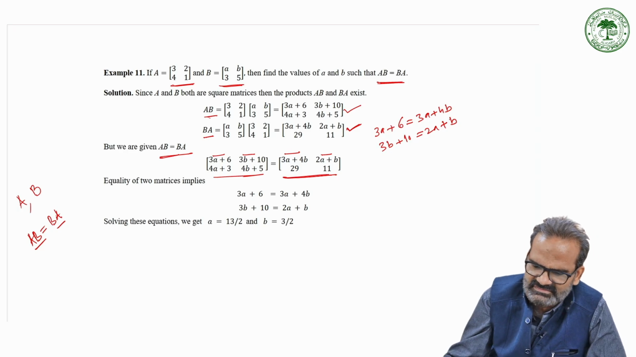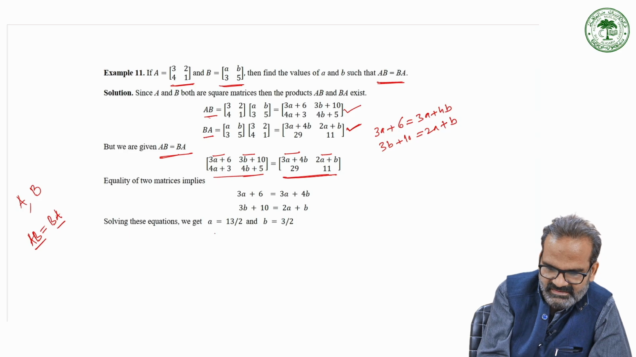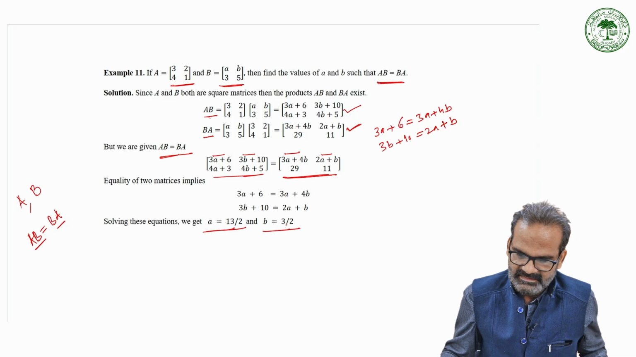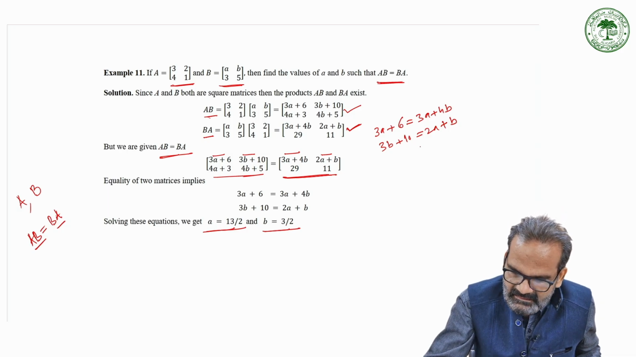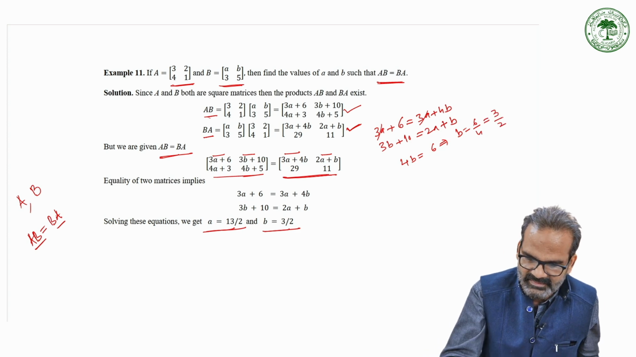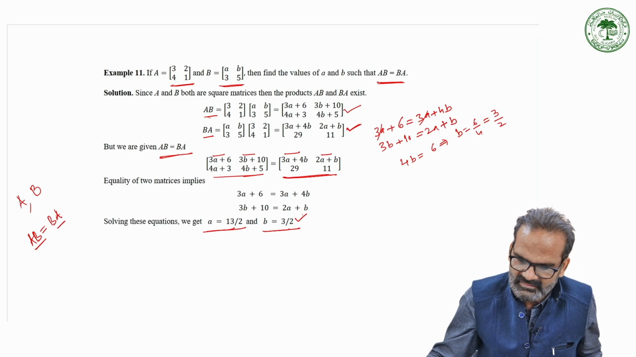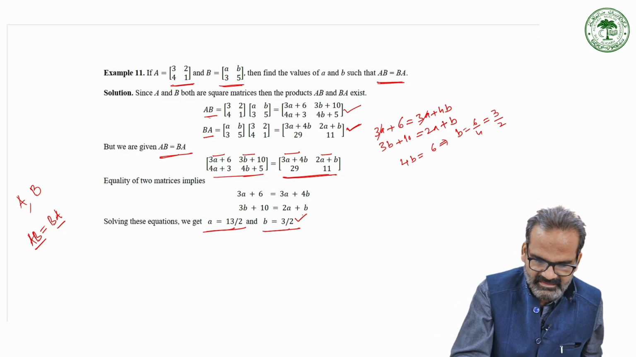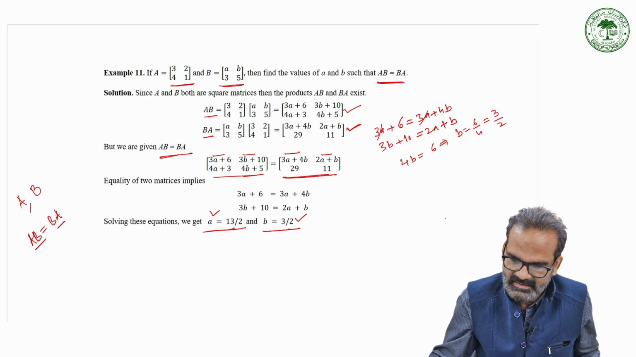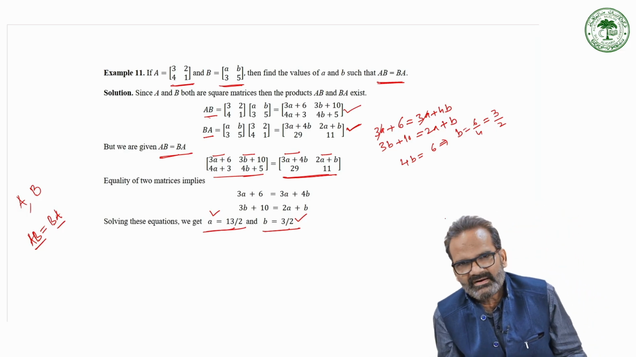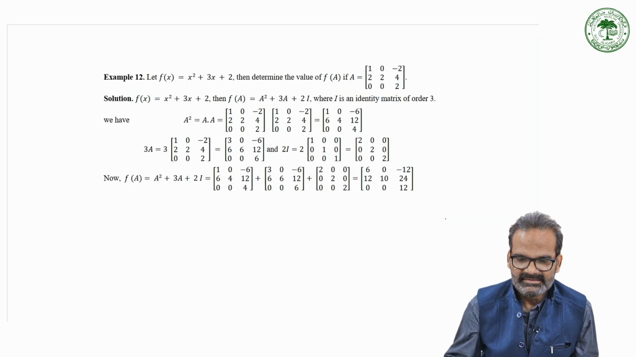Now you can solve these two equations to find out the values of a and b, and solving these two, a is coming out to be 13 by 2 and b is coming out to be 3 by 2. See how you will get this. 3a and 3a will cancel out. What you will get? 4b is equals to 6. This implies b is 6 by 4. So 3 twos are 6, 2 twos are 4. So b is coming out to be 3 by 2. Now put the value of b in a. You will get the value of a. a will come out to be 13 by 2. Right? So this is how you can find out the values of a and b.